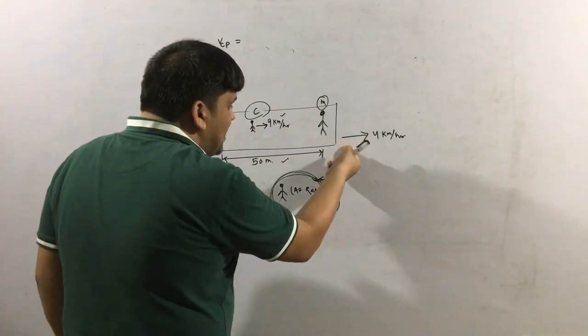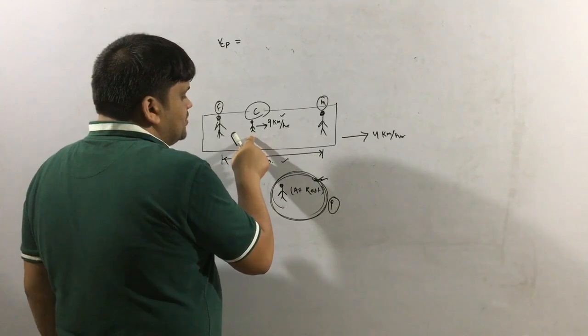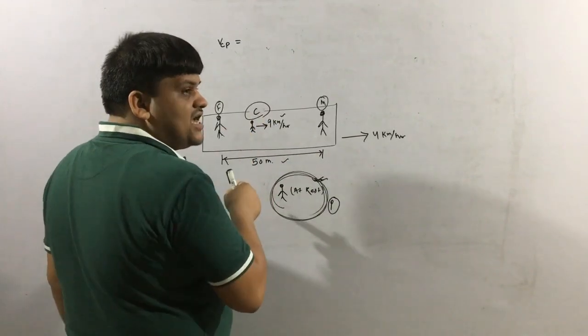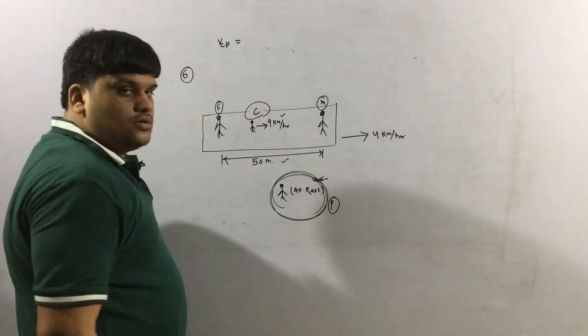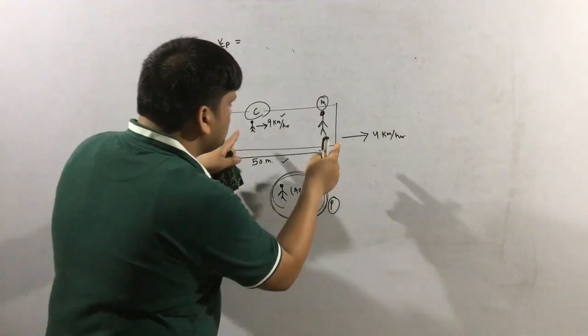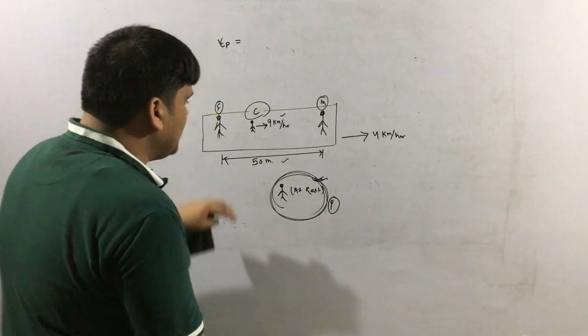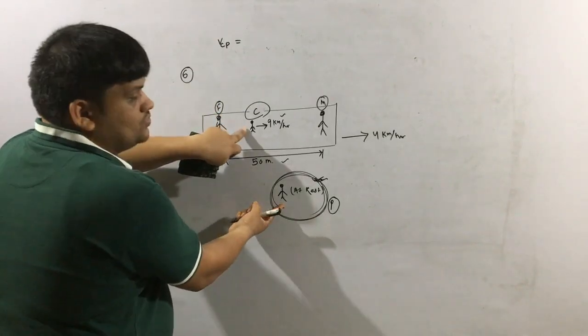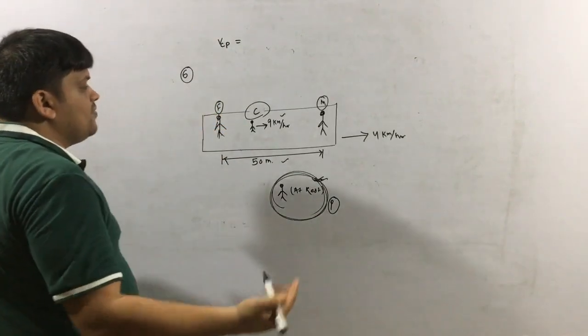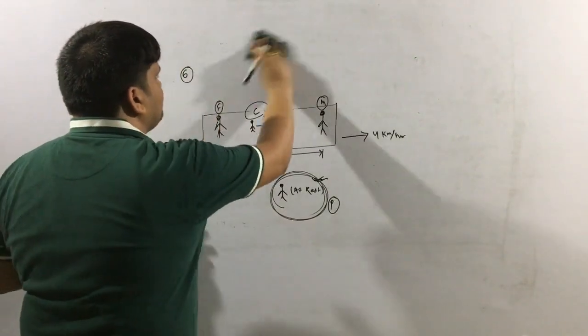With respect to the belt, if the child's velocity is asked, then it is 9 minus 4. But it is not asked with respect to the belt. You are not comparing the belt and the child. You are finding the relative velocity between these two. Let me first simplify the question in this way.